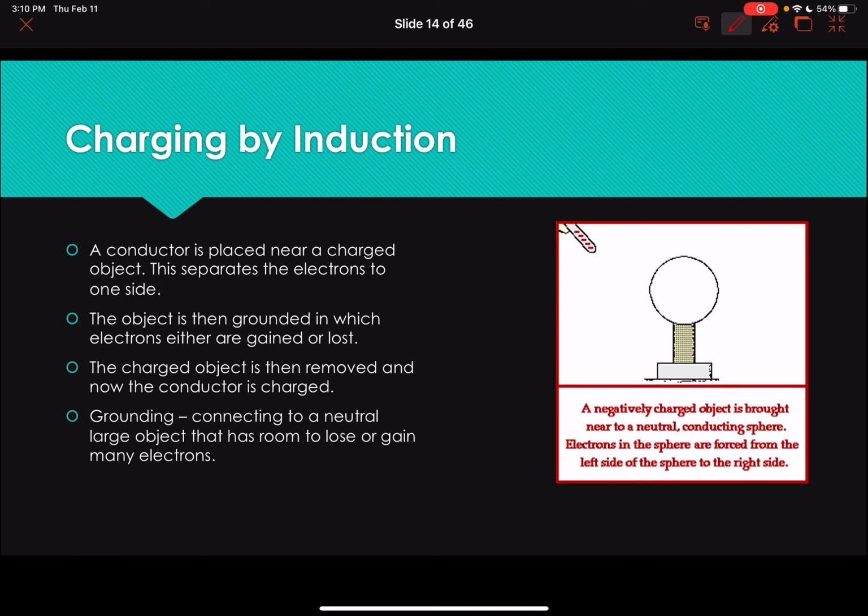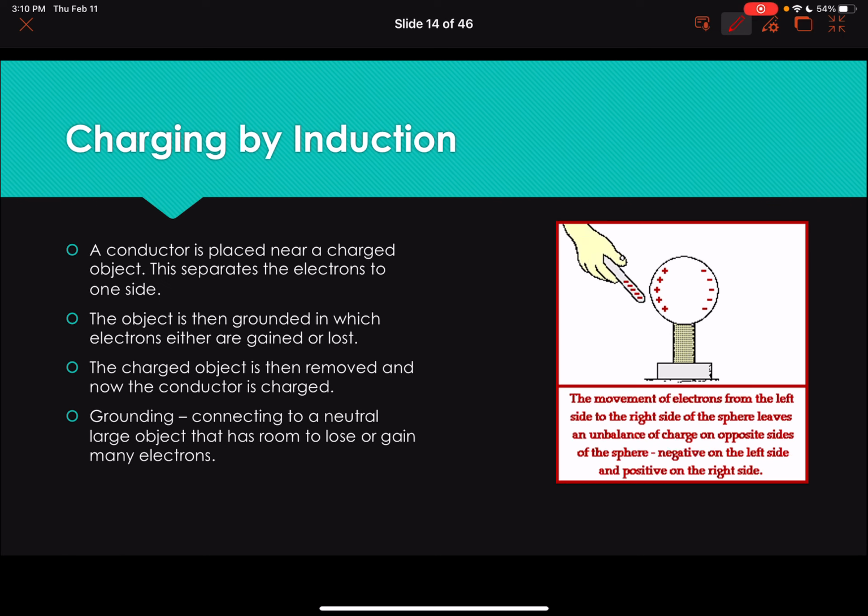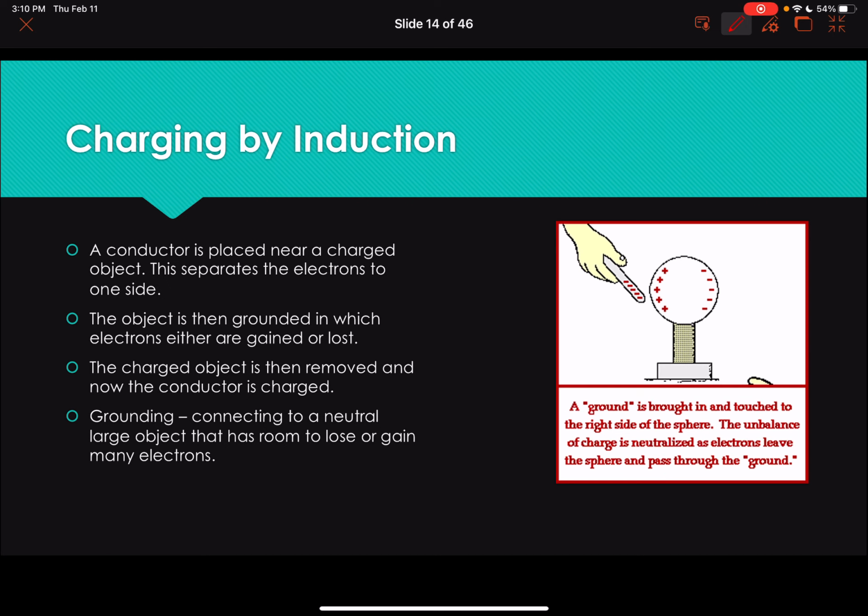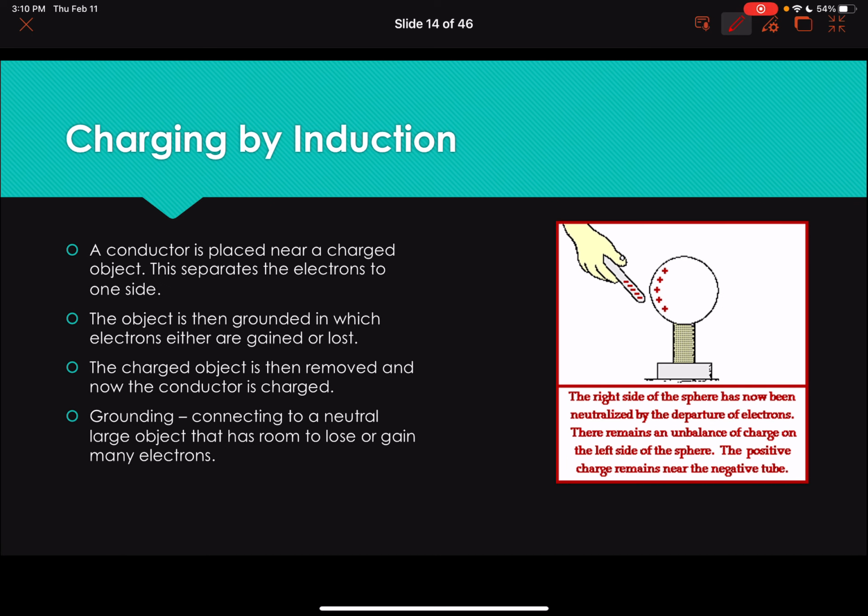Lastly, we have something called charging by induction here, and it's kind of complicated, so I threw a GIF in here that you can follow along if you would like to. You can mute me and run through this slide real quick so that you can see the entire GIF and read its explanations, or you can just pause it as it goes along.